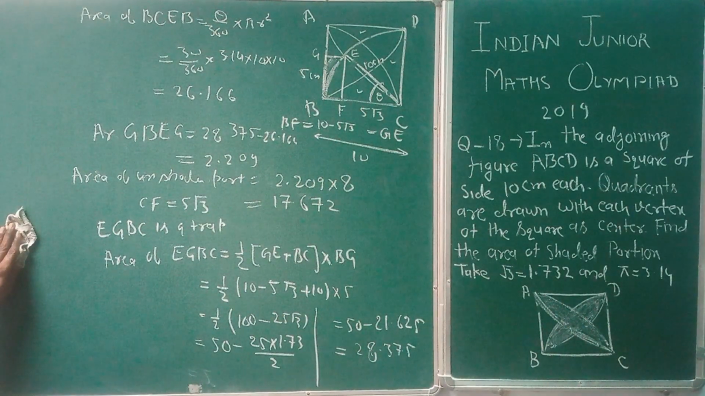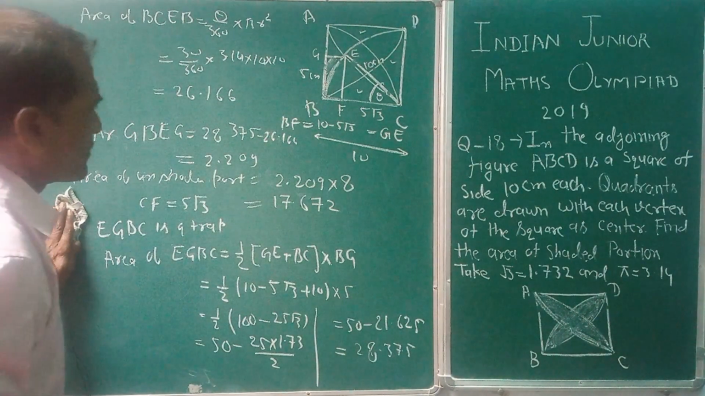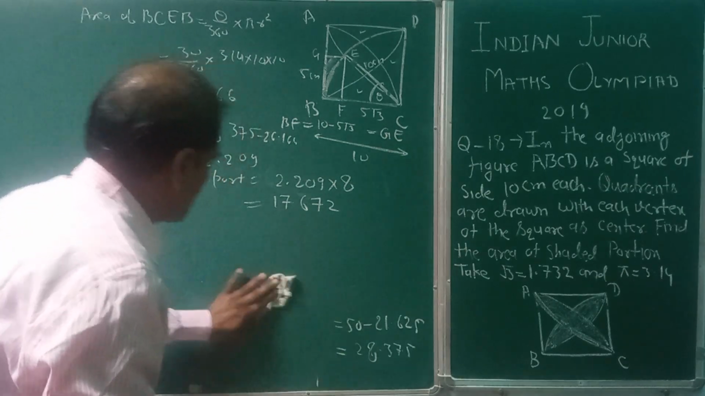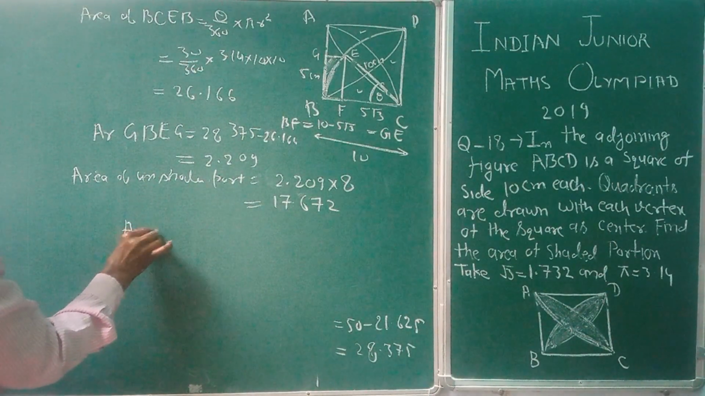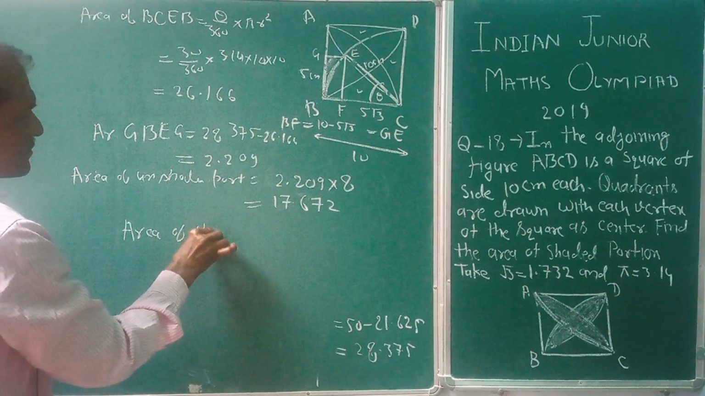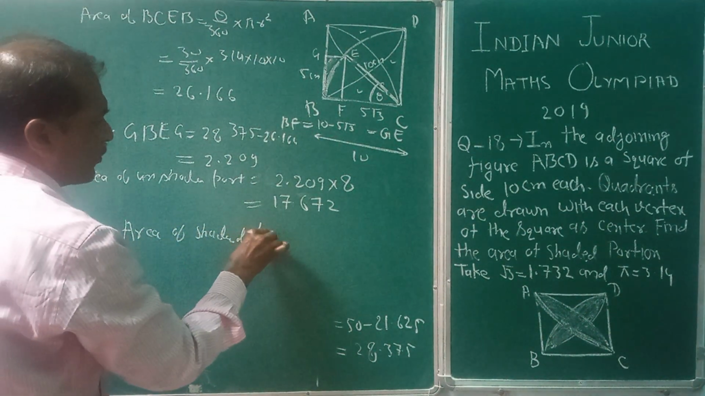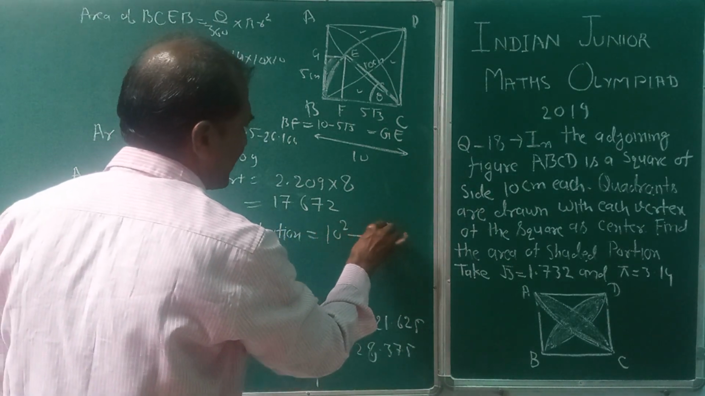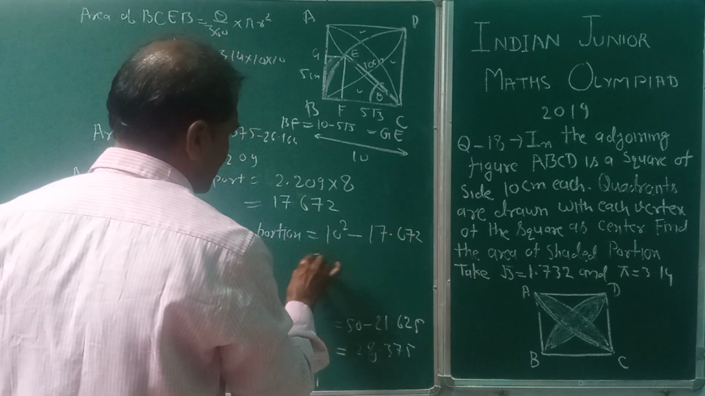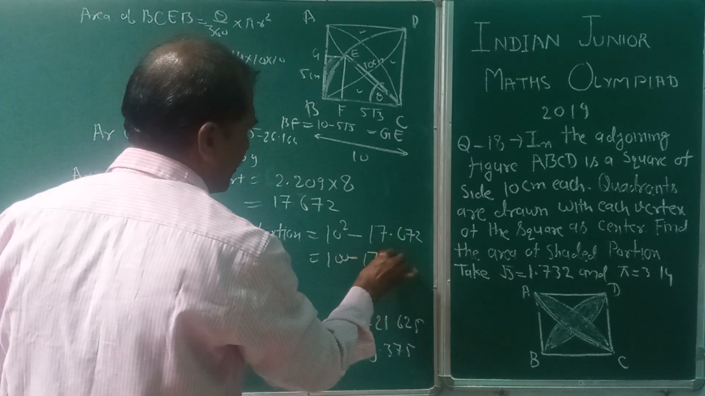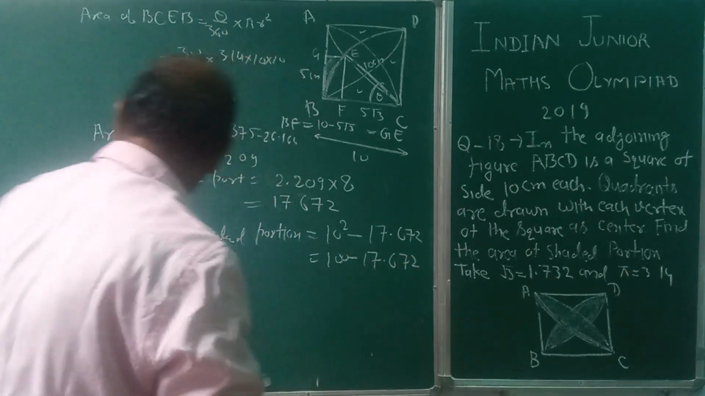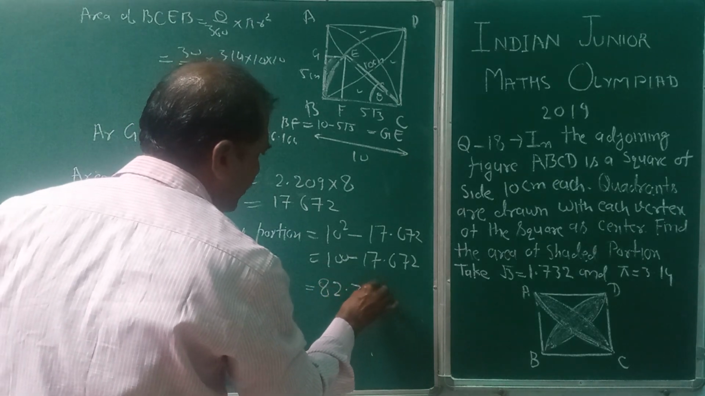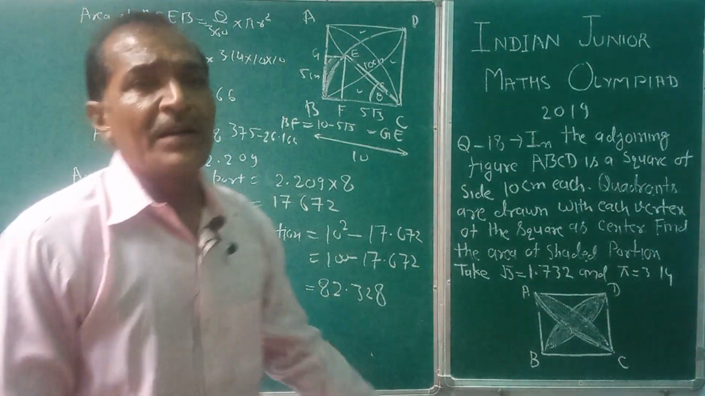So the area of the shaded part equals the area of the square minus this figure, 17.672. So it is 100 minus 17.672. On subtraction, this will become 82.328, which is the required area that we are supposed to calculate.